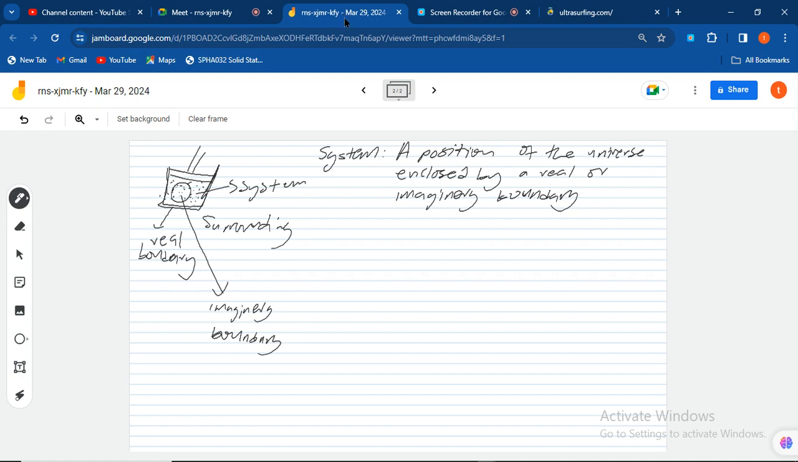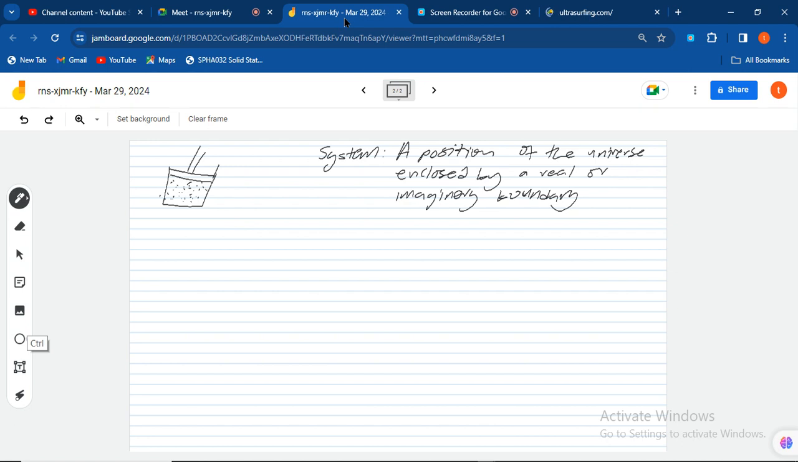So under these systems, we also have three types of systems. The first one will be an open system.